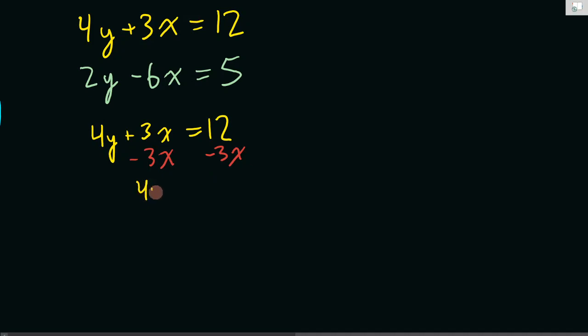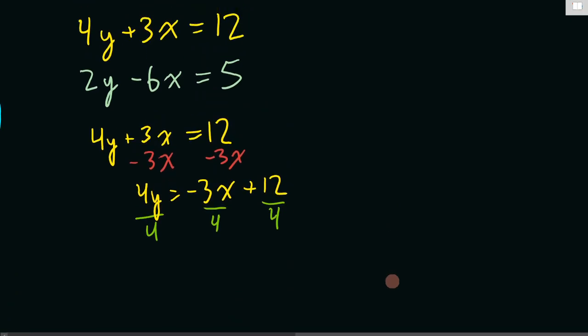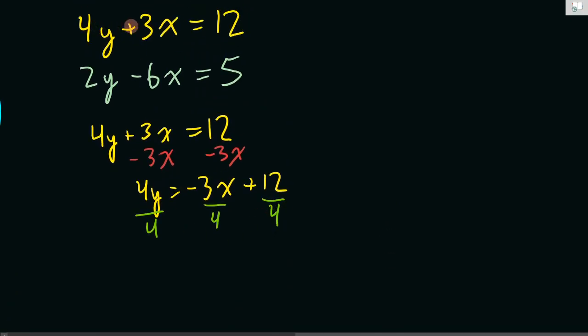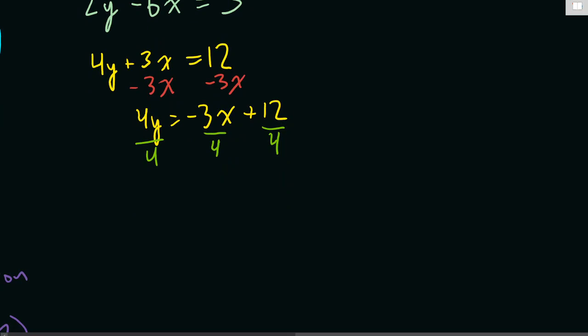So that gives us 4y equals negative 3x plus 12. And then we're going to divide everything by 4. By the way, I chose this equation because, looking ahead, I noticed that 12 divided by 4 would work out nicely, but 5 divided by 2 is going to give me a fraction. So that's why I chose this yellow equation. If you can look ahead and see that, that's great. If not, you'll just end up with a little bit more fraction-y stuff in your answer.